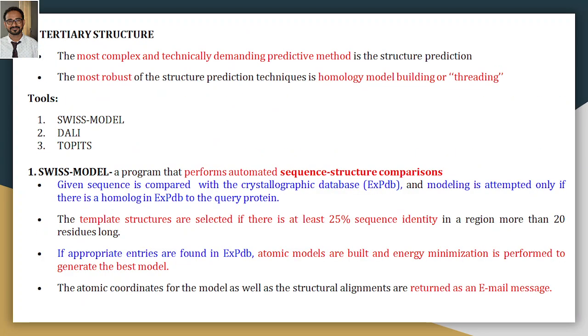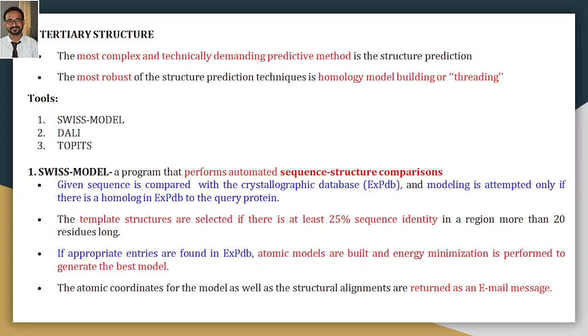And finally we are having tertiary structures. Here, under that, Swiss model, DALI and Toppitz are there. The most complex and technically demanding predictive method in structure prediction is tertiary structure prediction, because it is most complicated, as more data is required. The most robust of the structure prediction techniques is homology model building, or you can say threading. So out of many models, homology modeling is the best suitable model for tertiary structure prediction. Tools: Swiss model, DALI and Toppitz.